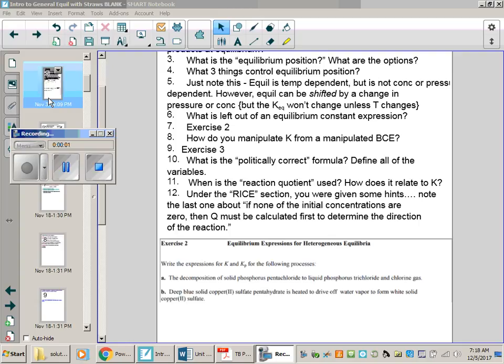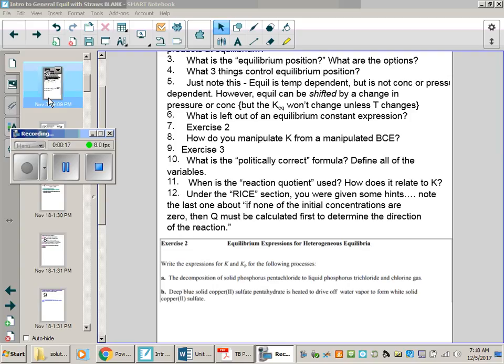Of everything on your homework last night, we did not get a chance to talk about and practice which equation? The politically correct equation. So that's the relationship between Kp and Kc. That was towards the end, number 31, right? Have your homework on your desk.